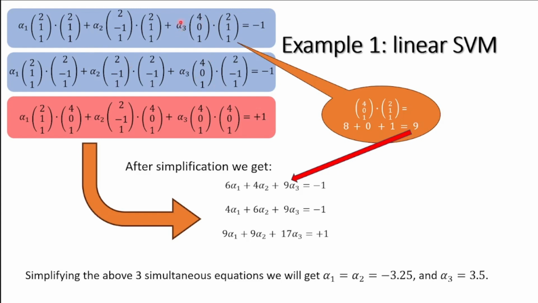As an example, I give you alpha 3 with S1. Basically 4 times 2 is 8, and 0 times 1 is 0, and 1 times 1 is 1. So the summation of 8 plus 0 plus 1 is 9. This 9 is then multiplied again with alpha 3. This component is one part of the example. You do the same for this and this, so we have 9 components, with classes equal to minus 1 and plus 1.